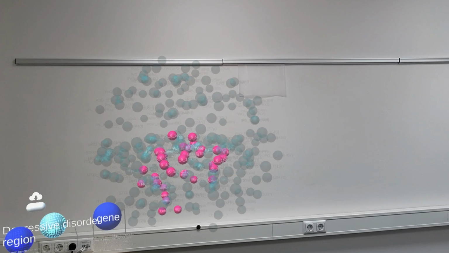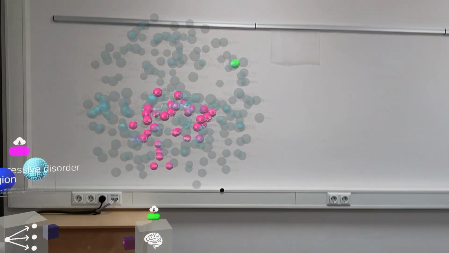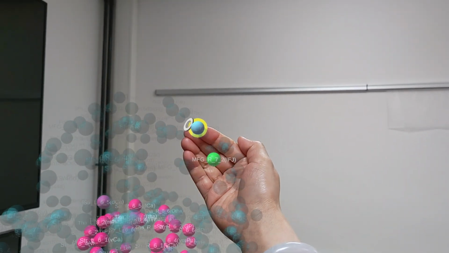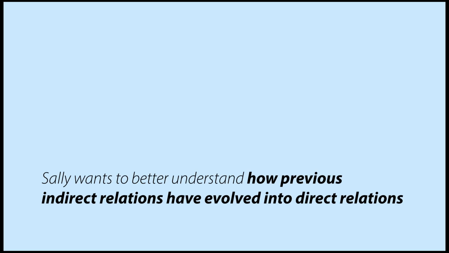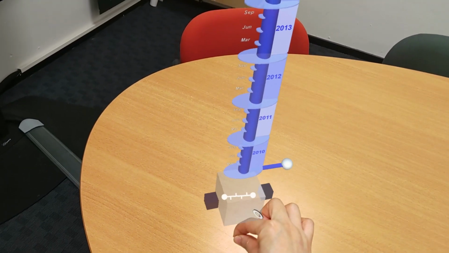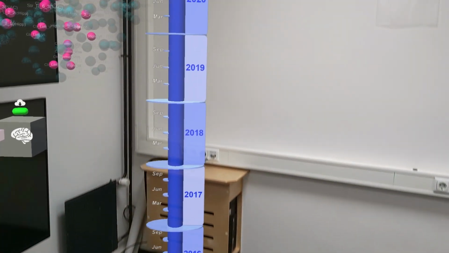One of the light blue spheres becomes green, indicating that the brain region middle frontal gyrus is indirectly connected to depressive disorder via one or more genes. Sally wants to better understand how previous indirect relations have evolved into direct relations. She selects the publication date selector, which shows the publication dates between January 2010 and February 2022.